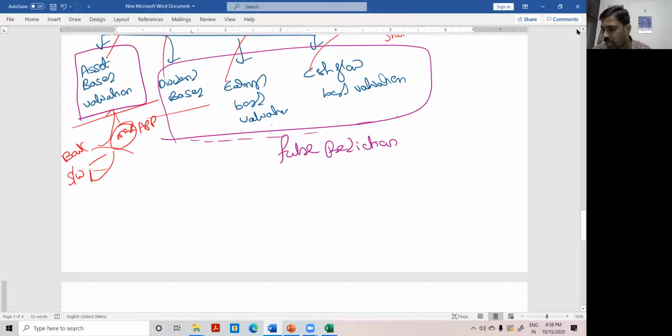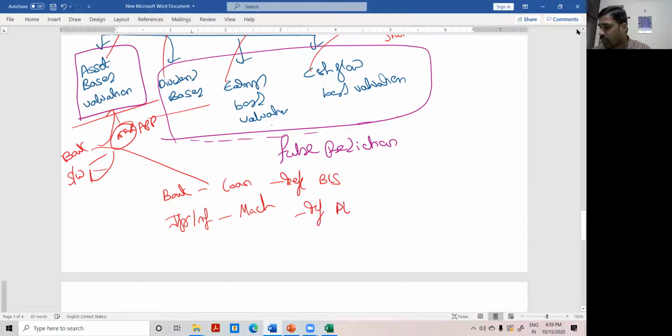Because the bank's major driver of income is loans, which are reflected in the balance sheet. Or an infrastructure company or a manufacturing entity, their asset is physical assets, machinery and equipment, reflected in the balance sheet. And for a software industry, the key driver of their earnings is the employees' skill, not reflected in the balance sheet. So therefore it may not be an appropriate method. It depends upon the nature of the business. We have to select which method is appropriate.